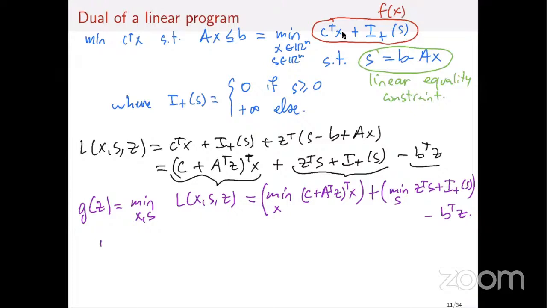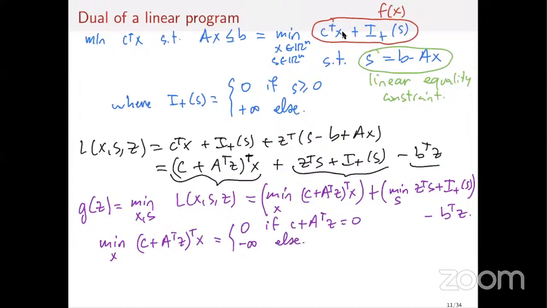So the min over X of C plus A transpose Z transpose X. So this is minimizing a linear function on the whole space. There are two cases: either the vector C plus A transpose Z is equal to zero, in which case the linear function is equal to zero everywhere, and the minimum is equal to zero. Otherwise, if the vector is non-zero, then the minimum is going to be equal to minus infinity, since I can just drive it down to minus infinity. So this is equal to zero if C plus A transpose Z is equal to zero, and is equal to minus infinity otherwise.